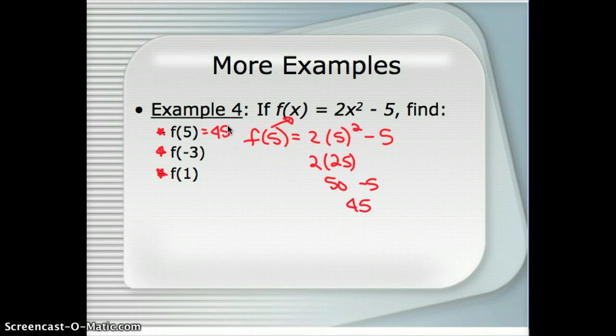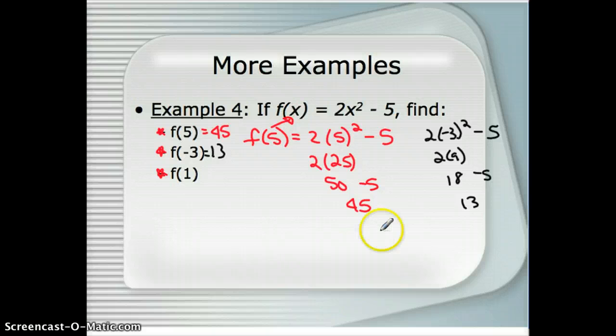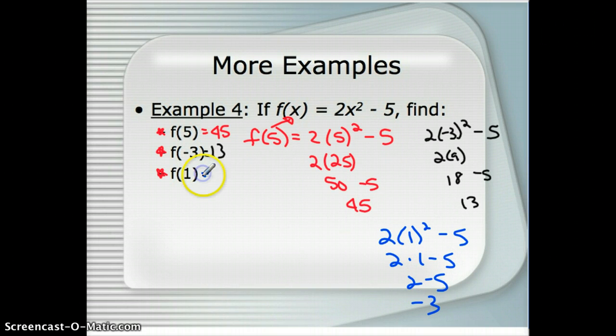Try the next two on your own and then check them with me. So f of negative 3, that would mean 2 times negative 3 squared minus 5. So 2 times 9 is 18 minus 5. I should get 13 for this one. F of negative 3 equals 13. And then the last one, I'm going to substitute 1 in for x. So 2 times 1 squared minus 5. I do 2 times 1 minus 5 is 2 minus 5 is negative 3. F of 1 equals negative 3.